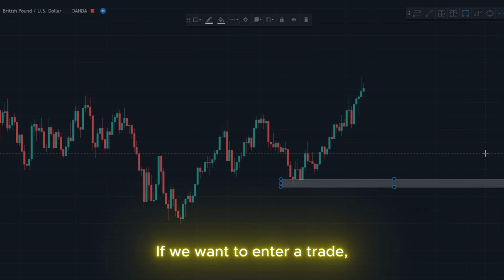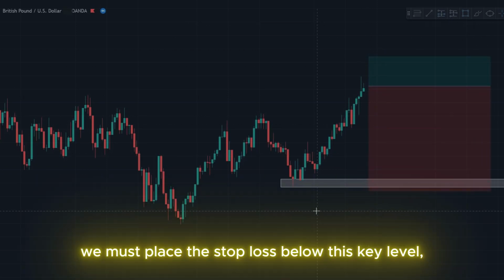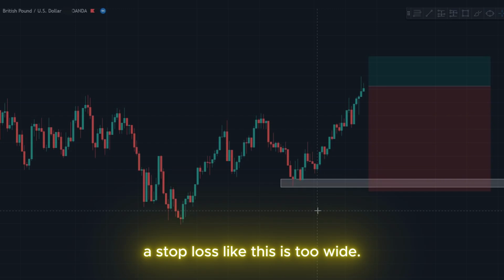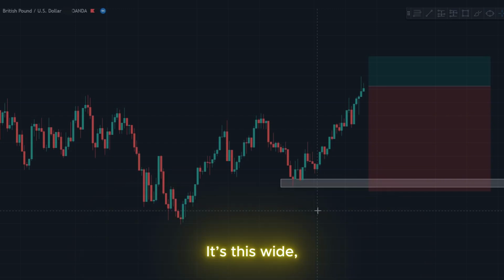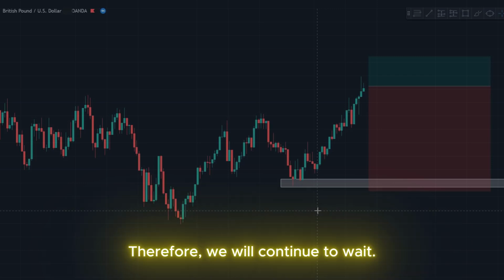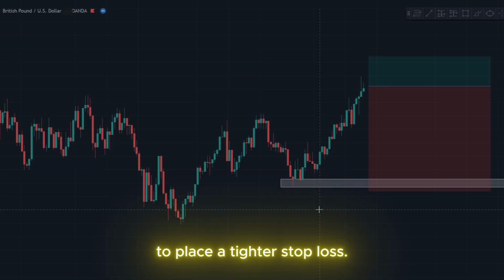If we want to enter a trade, we must place the stop loss below this key level. Below this low. That would be a safe stop loss. But as I mentioned, a stop loss like this is too wide. It's this wide. So it will be very difficult to hit the target. Therefore, we will continue to wait. We wait for the market to give us an opportunity to place a tighter stop loss.